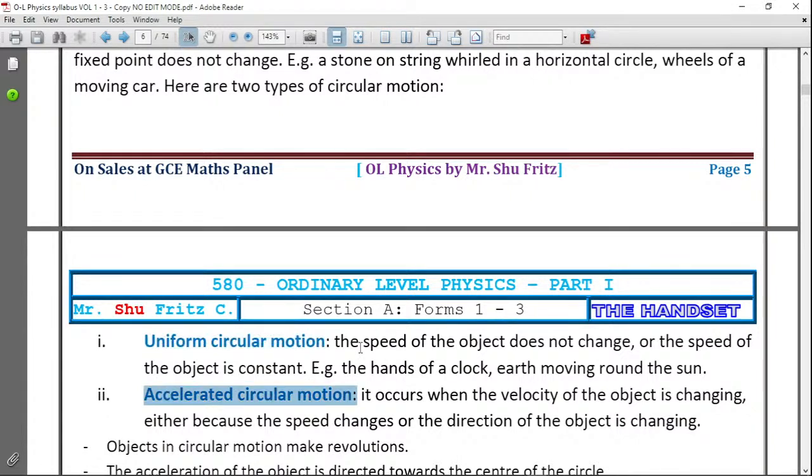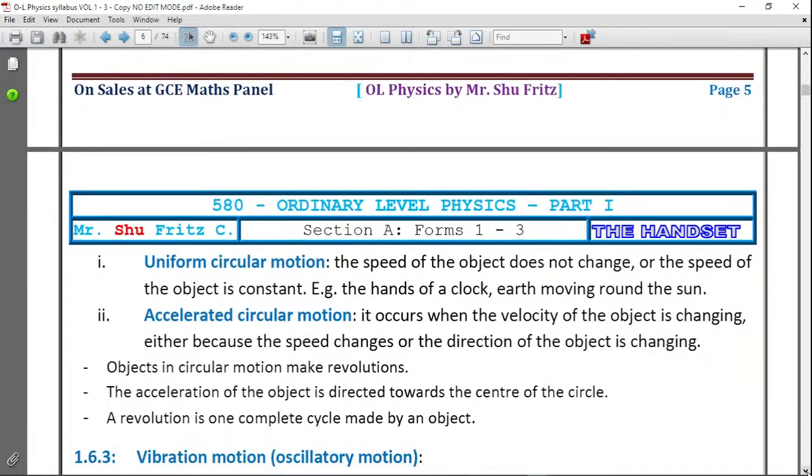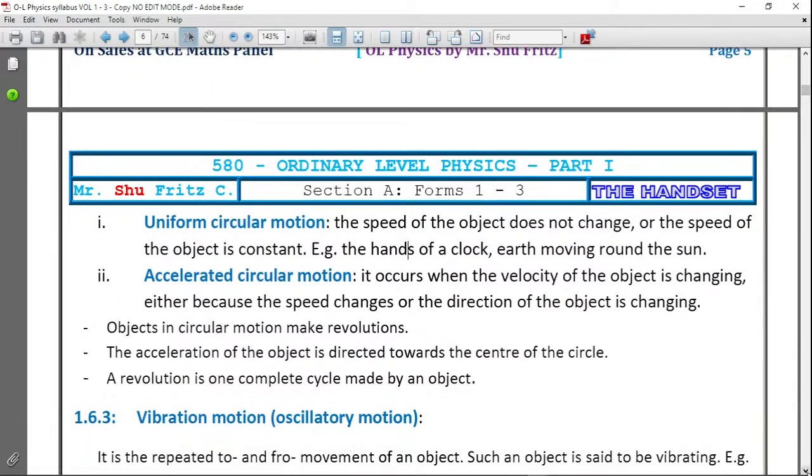For uniform, just like previously, the speed of the object does not change, or the speed of the object is constant. A very good example of this is the hands of a clock. For example, the second hand just clicks after every second. So the speed is constant, so it's undergoing uniform circular motion. Equally, the Earth moving around the sun is undergoing uniform circular motion, though we know that the orbits are not actually circular, they are elliptical, but in calculations you can approximate them to circular motion.